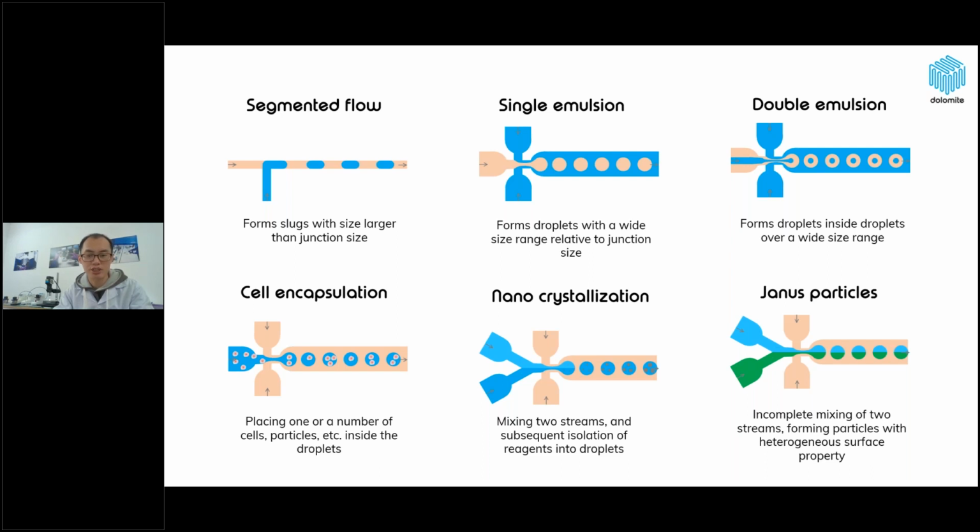So in this case, by mixing two streams, with complete or incomplete mixing, we can form or subsequently isolate the reagent into the droplet, and each droplet can have the role of a micro reactor, and it can also form particles with different surface properties on each particle.